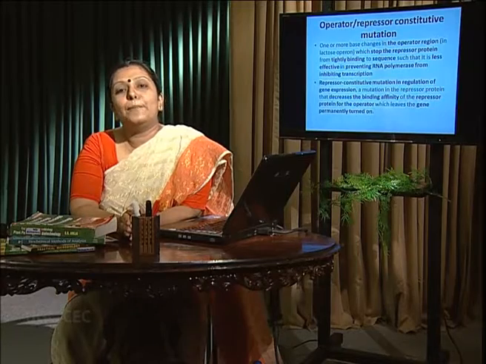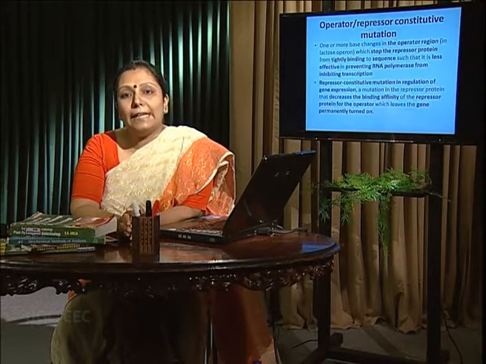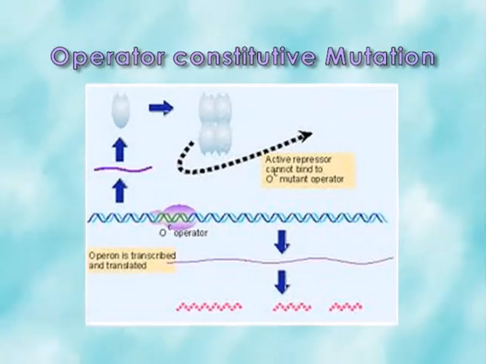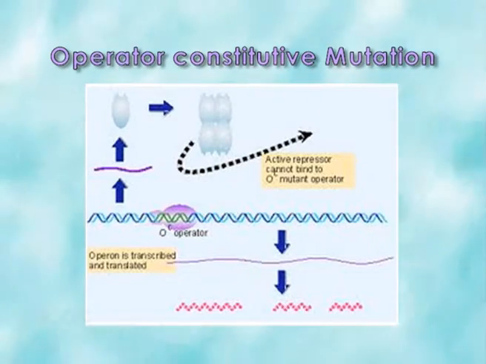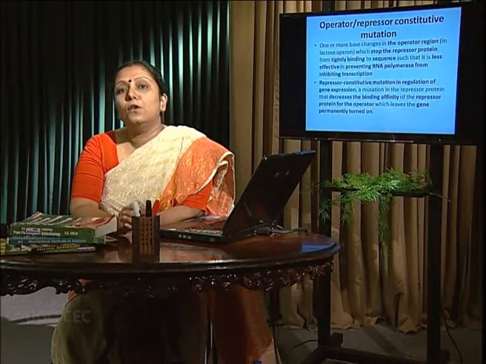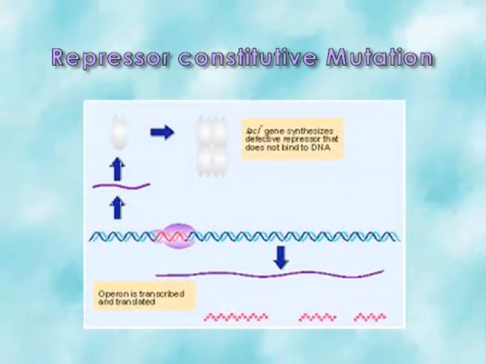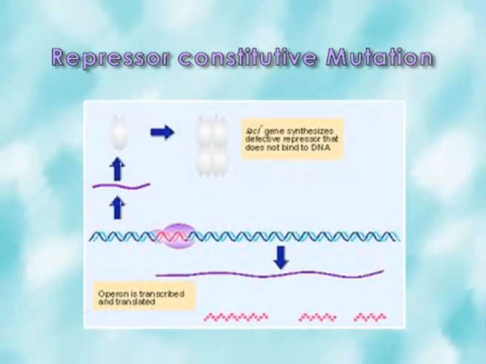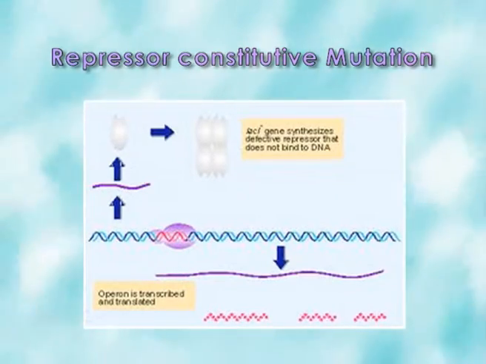The operator and repressor constitutive mutation with respect to the lac operon. If we find any sort of changes happen in the operator sequence, the sequence is unable to bind with the repressor protein, then the protein expression will constitutively turn on. So it will not inhibit RNA polymerase anyhow. The same thing in case of repressor constitutive mutation, the repressor protein is unable to bind to the operator sequence, again constitutively the protein expression will turn on.